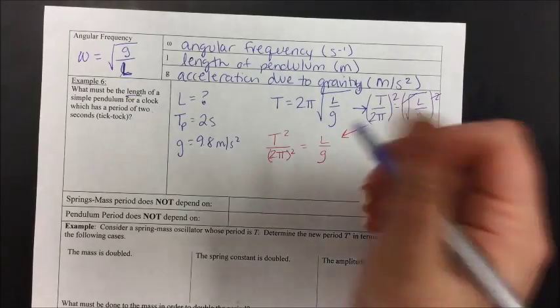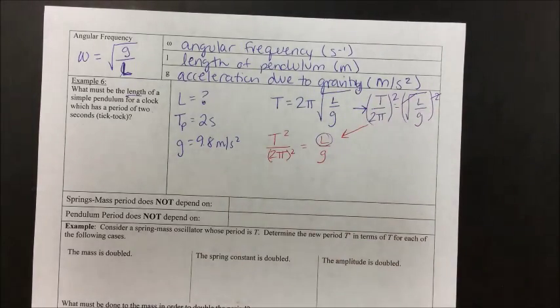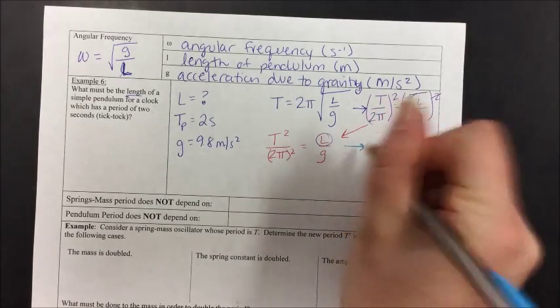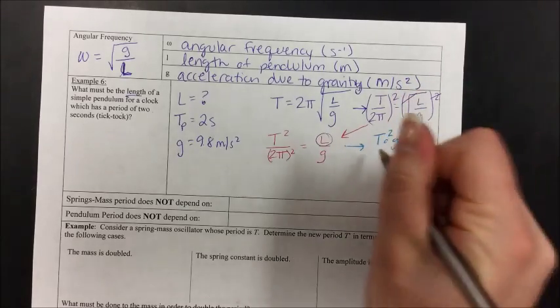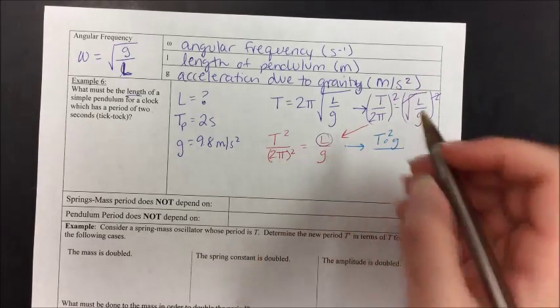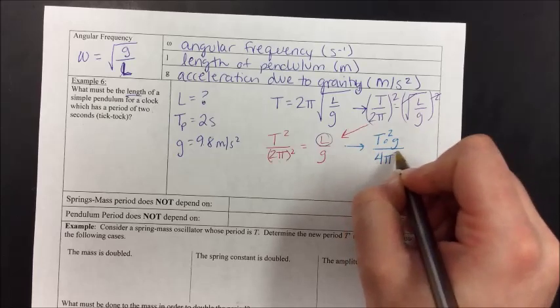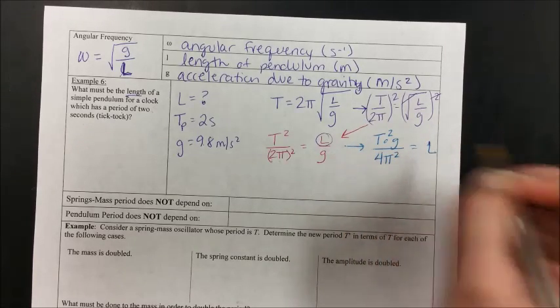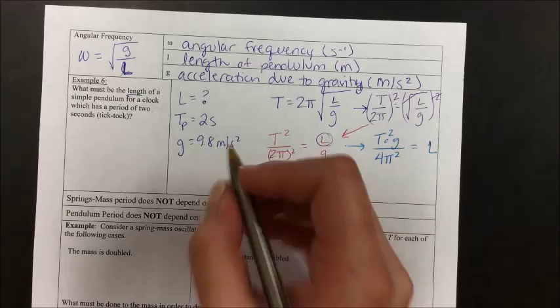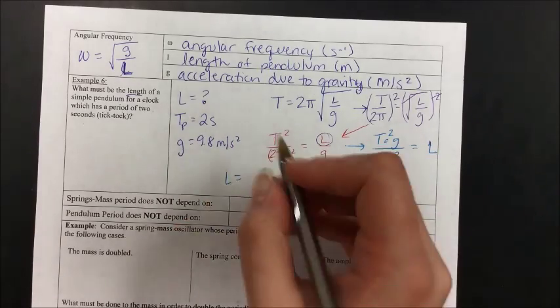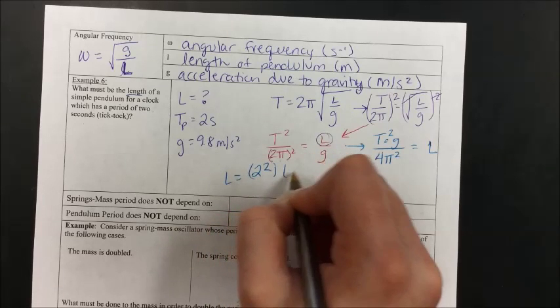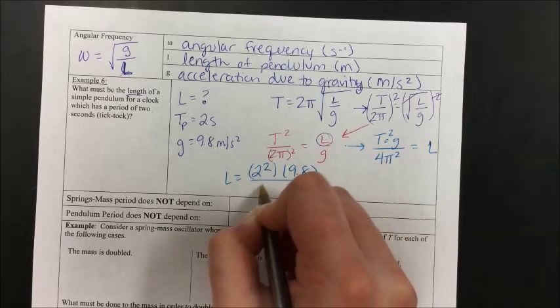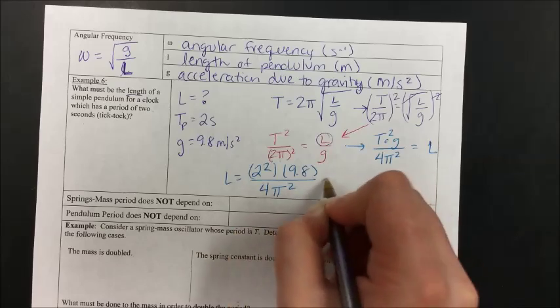Okay, and then we are looking for the length. So from there we're going to multiply our G up. So this is T squared times G divided by, and I'm going to go ahead and distribute this, 4 pi squared will equal our length. So we're going to plug that in. So our T squared, so that's 2 squared times G, 9.8, divided by 4 pi squared.